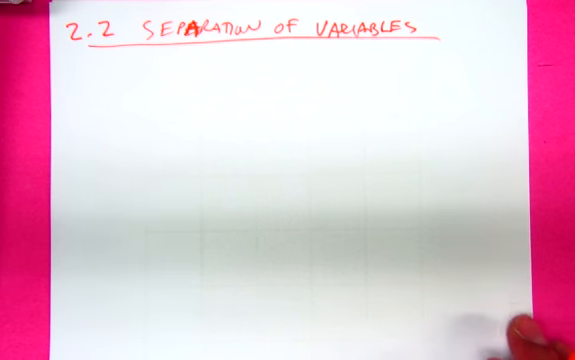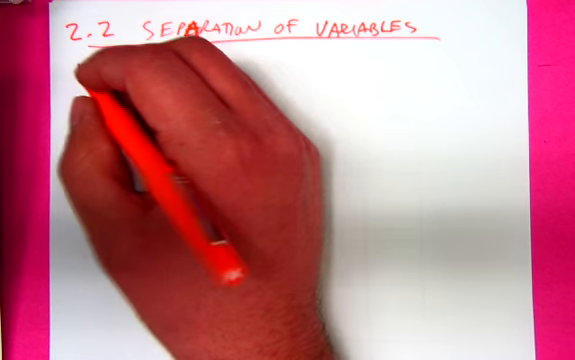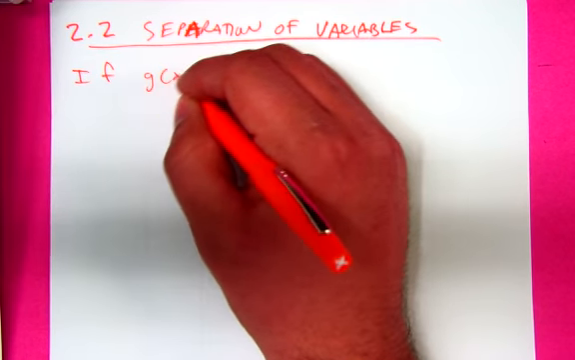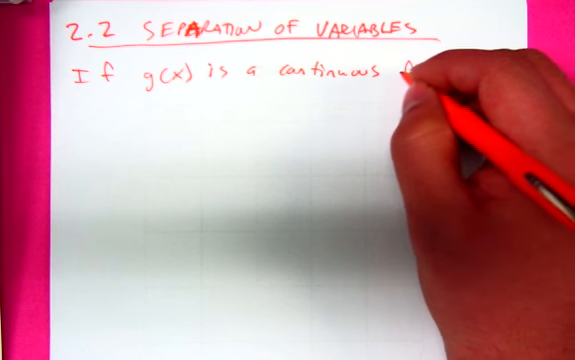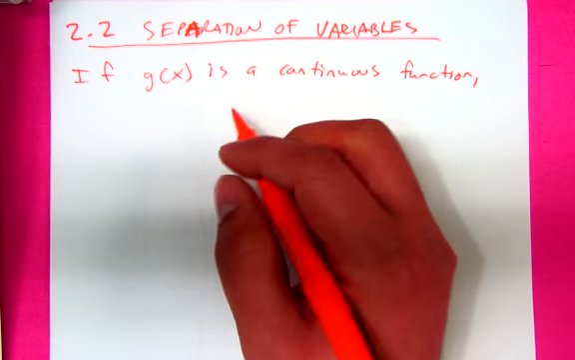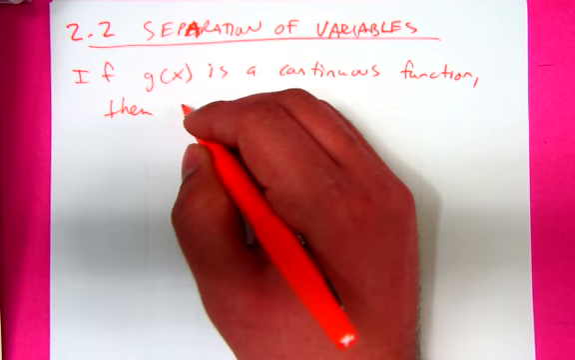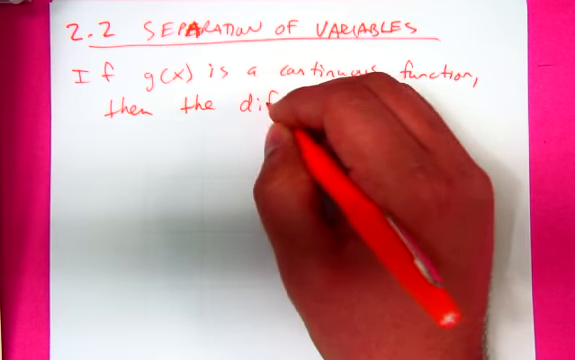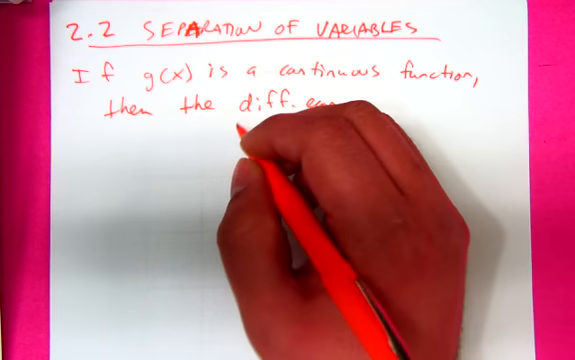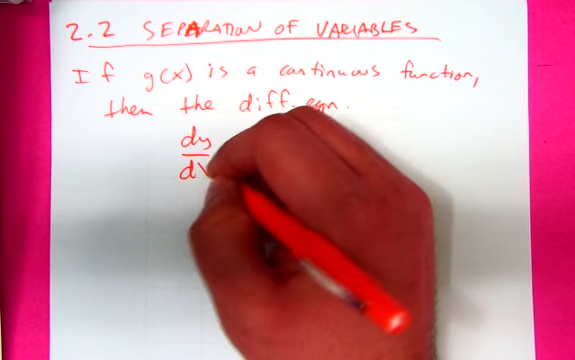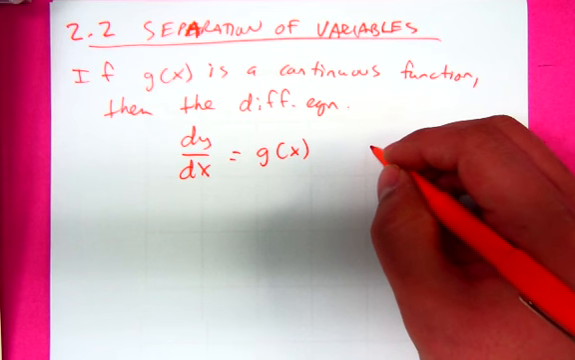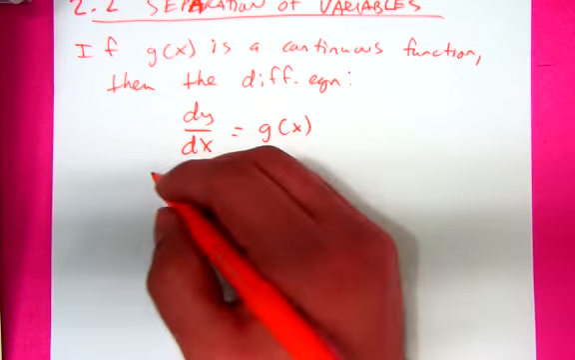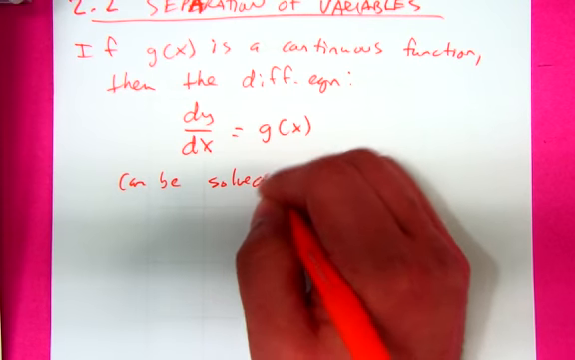Okay, so today we're going to talk about separation of variables. And we start with the idea that if g of x is a continuous function, then the differential equation dy/dx equals g of x can be solved by integration.